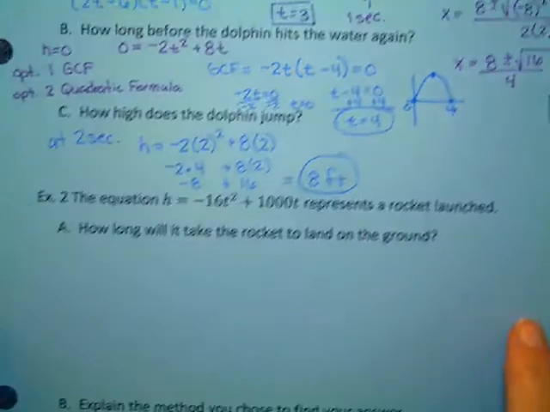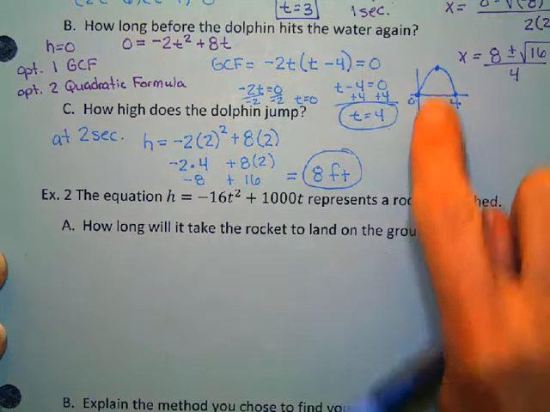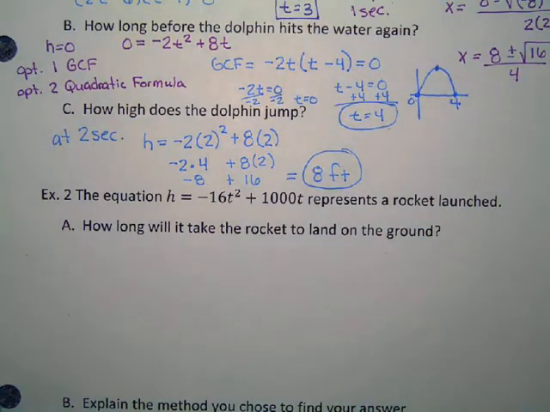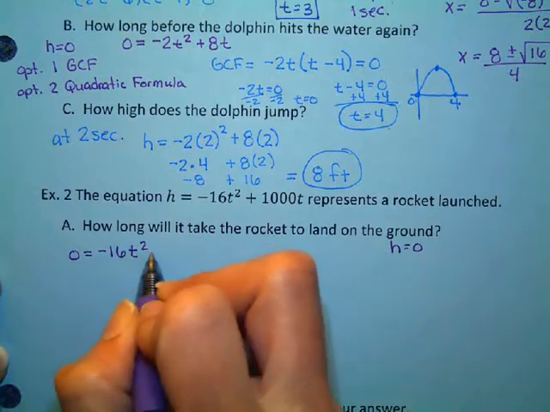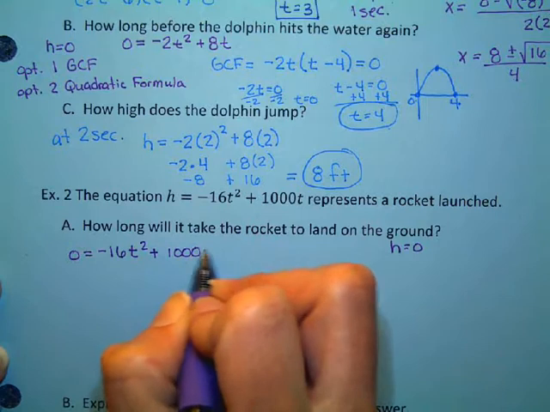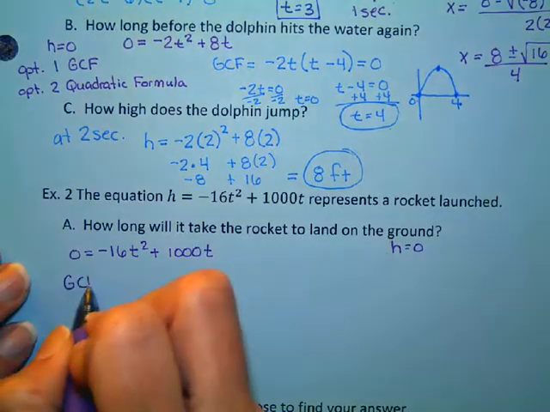Alright, let's look at this one. Now we're talking about a rocket launching. They all go up and they come back down. How long will it take the rocket to reach the ground? So the ground would be at a height of 0. Decide what's the best way to solve this. Again, you can use the quadratic formula, or even in this case, there's only two things, so we can do what's called a GCF.